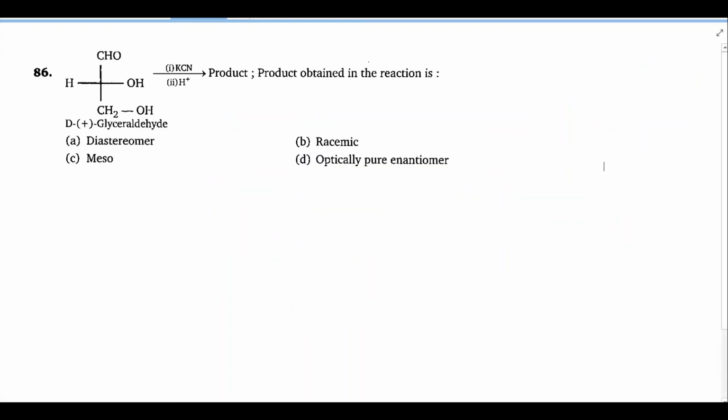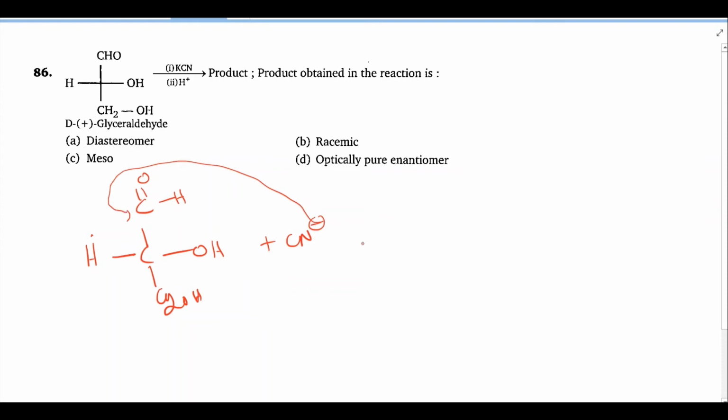Now coming to question number 86, a tricky question, not so easy. First of all there is a mechanism. HCOH, down it is CH2OH. Above, there will be an aldehyde C double bond OH. So there is a CN minus attacking. It will attack either front side or back side, because it is an sp2 carbon with positive charge, so it can attack front side or back side.